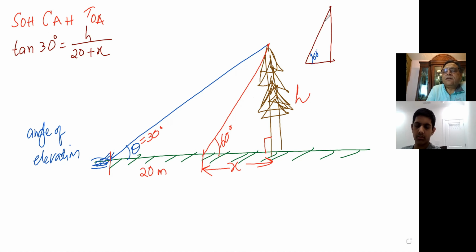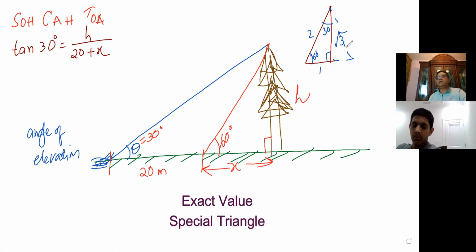60, 30, 90 degrees triangle. The ratios are 1, 2, square root 3, right? We get this because if I have an equilateral triangle, each side will be 2 units. The perpendicular bisector bisects it into two triangles, 30, 60, 90 each. So half of 2 is 1, and square root 3 is 2 square minus 1 square, correct? 4 minus 1, 3 square.